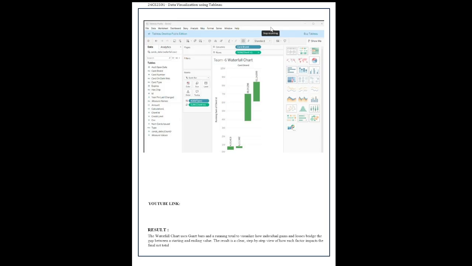Conclusion. This experiment helps me understand how to use a waterfall chart in Tableau to visualize cumulative data. It is very helpful for analyzing financial data and understanding the impact of different components on the final outcome.